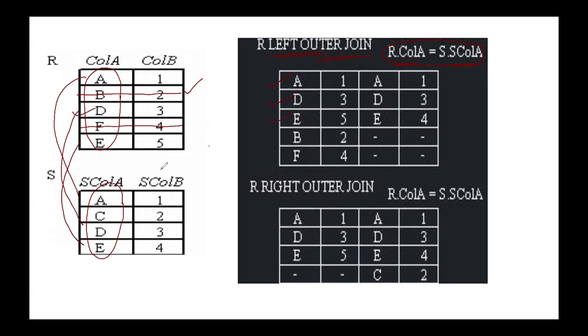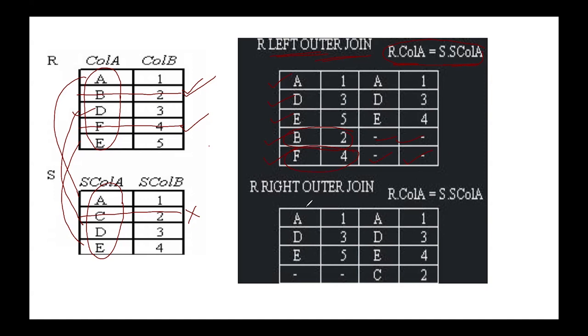Now, since this is a left outer join, what are the other tuples which are not there from S? C was not there, so I'm going to ignore this totally. But these two, which are B and F, since it is a left outer join, I'm going to keep them at the end, wherein the data of the left table will be written as it is and null will be written for the data of the right hand side table. Okay, I hope this is clear.